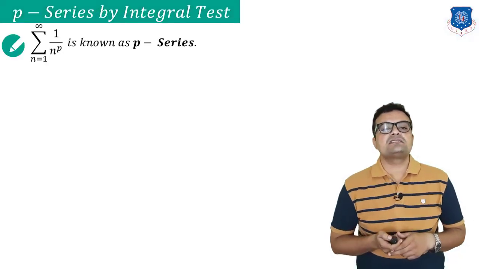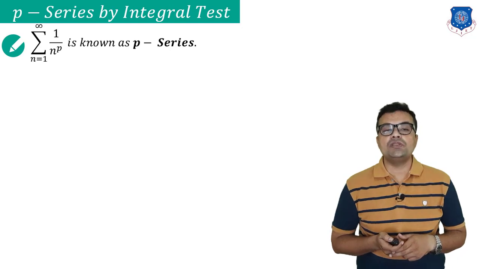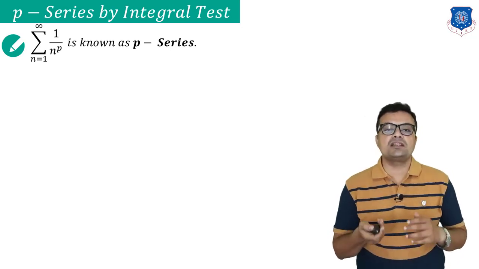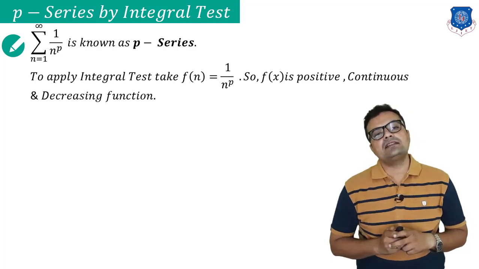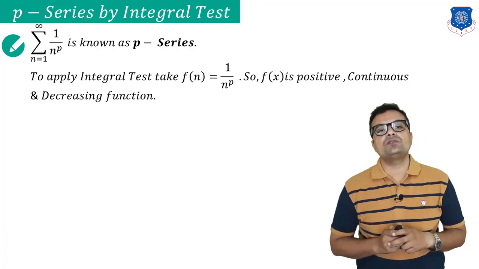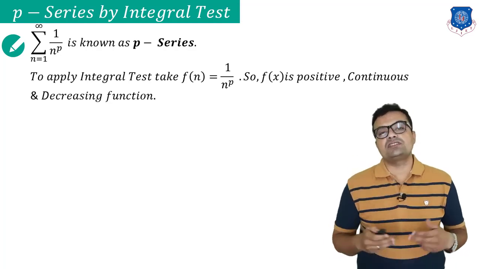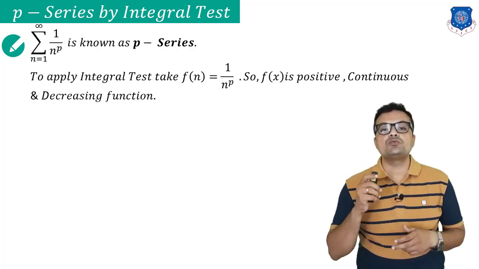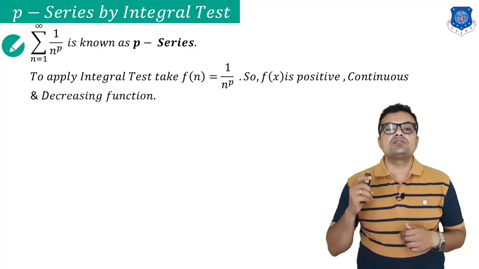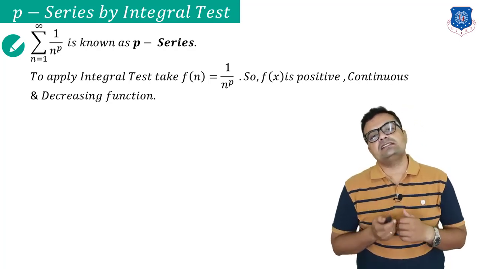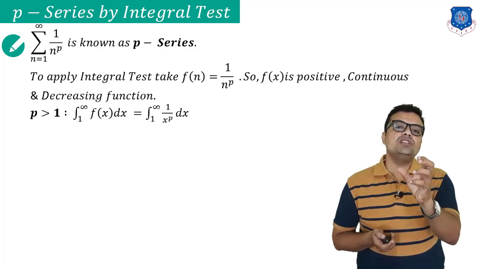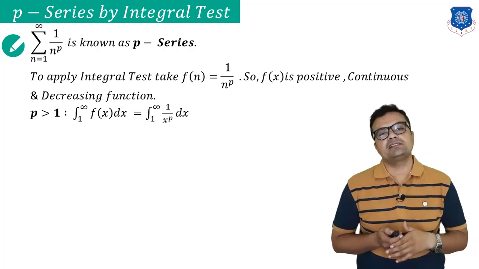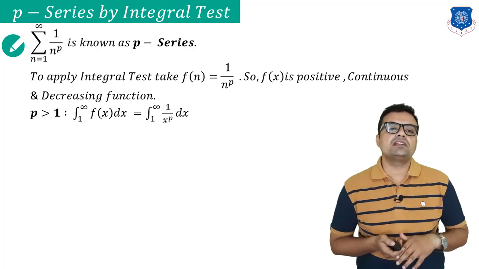Let us consider this P series, 1 upon n raised to P, with n equal to 1 to infinity, our standard P series. Now if you want to apply integral test on this, I need to assume f of n as 1 upon n raised to P. So f of x, which is nothing but 1 upon x raised to P, is going to be a positive function. It is going to be continuous as well as decreasing by nature. So now I am dividing this value of P into three categories. First of all, I am taking P greater than 1.